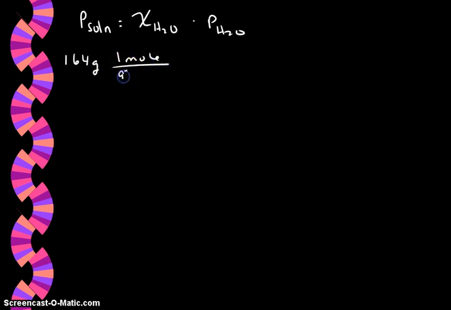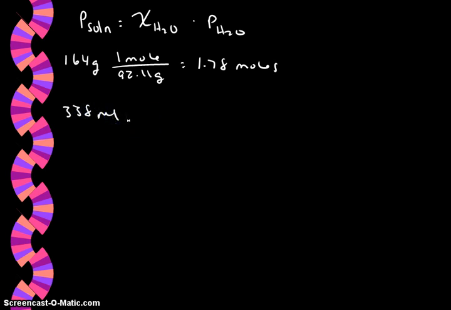All right, so we're dealing with a vapor pressure for a solution. So let's start by writing down our equation. P for our solution equals the mole fraction for our solvent, which in this case is water, times the vapor pressure of our pure water. So we're told how much solute we have in grams. We have 164 grams of our solute. 1 mole of that solute is 92.11 grams off the periodic table. So that's going to give us 1.78 moles of our solute.